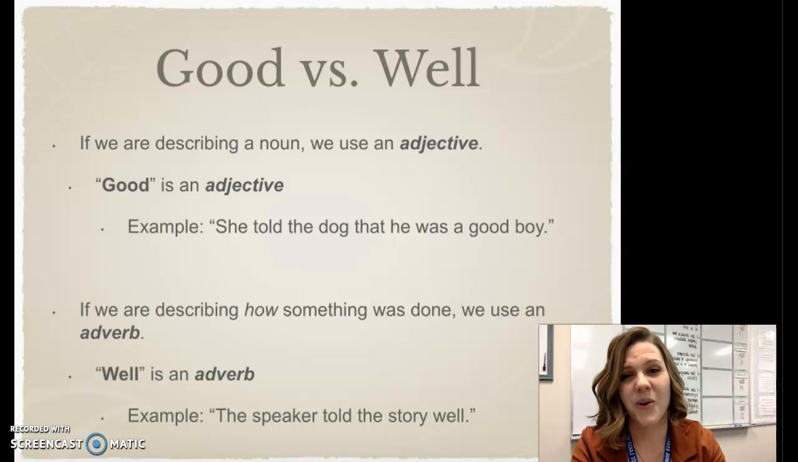So when we use that word good, we're usually describing a noun. So in that case, the word good is an adjective. Let's take a look at that word in a sentence. It says, "She told the dog that he was a good boy." In this example, I'm using that word good as an adjective to describe boy. On the other hand, if we are describing how something is done, we should use the adverb. Well is considered an adverb. So in my example, it says, "The speaker told the story well." Again, it answers the question, how was something done? It was done well.